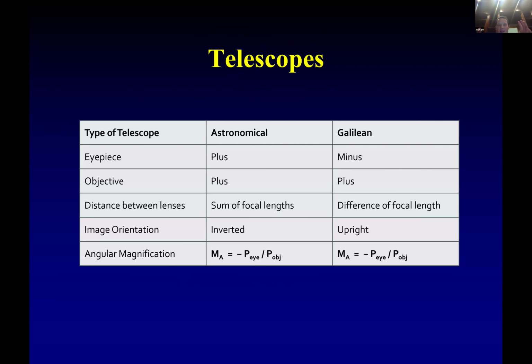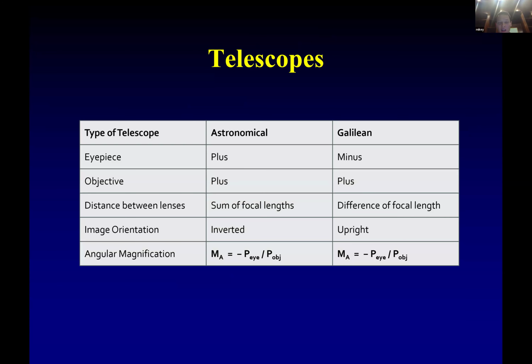A Galilean is a minus eyepiece and a plus objective. So astronomical plus, Galilean minus. The disadvantage is you lose light. It kind of uses this fulcrum system, but light is lost. But the advantages you gain are it's shorter, so the distance between them is the difference of the focal lengths, and you get an upright image.